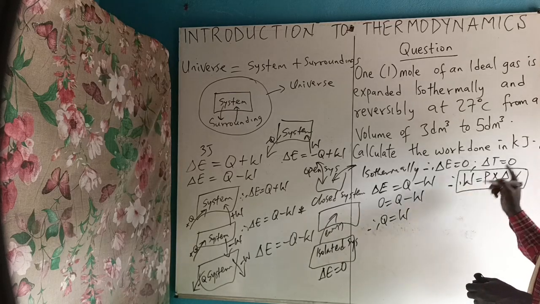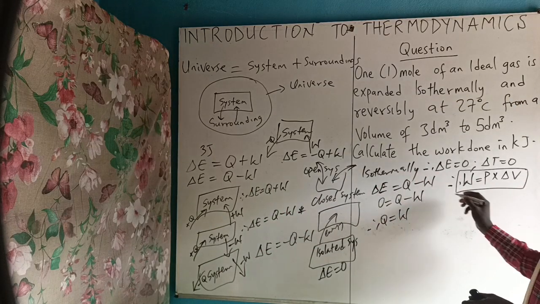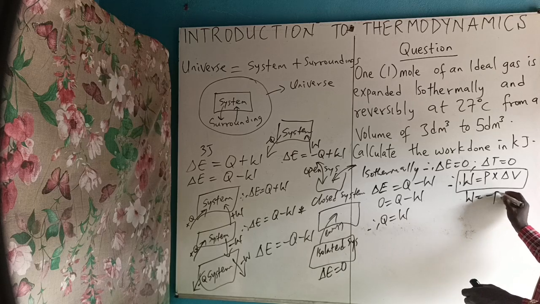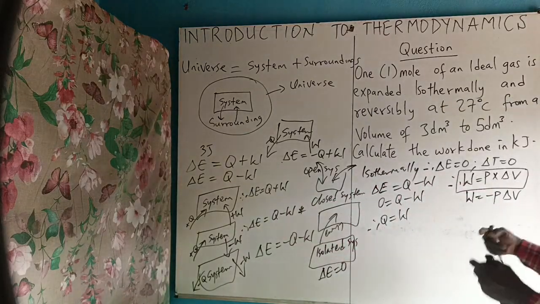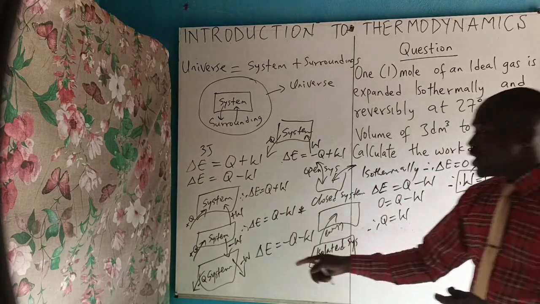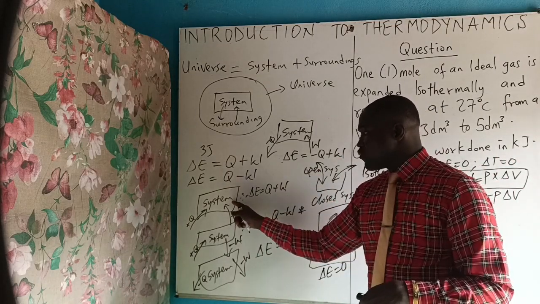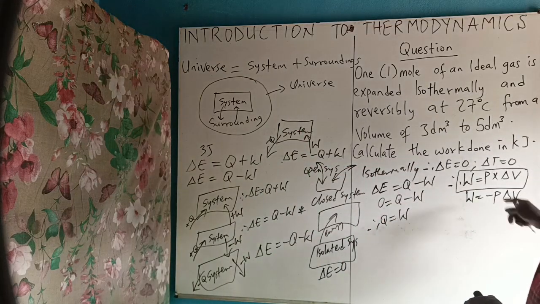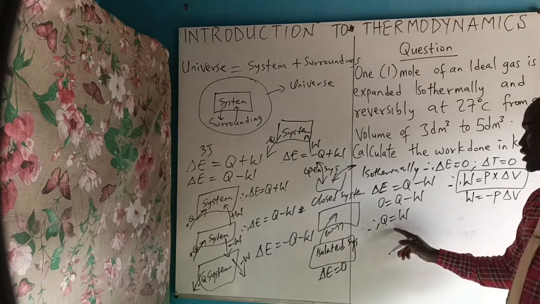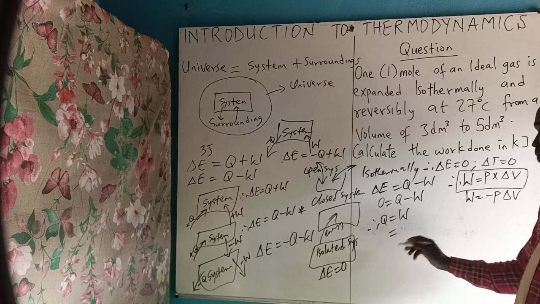It will be negative when the system is performing work on the surrounding. Like in this one, work will be equal to minus P change in what? V. Because the system is performing work on the surrounding. Then it is positive when work is performed on the system, but it's negative when the system performs work on the surrounding. You notice.